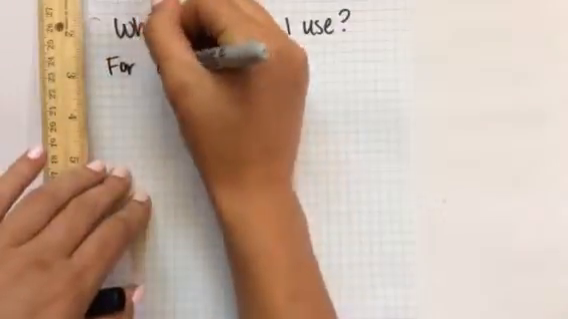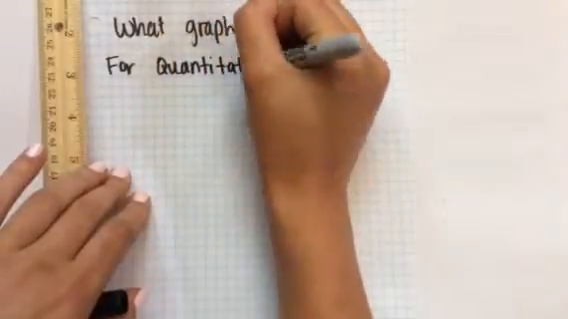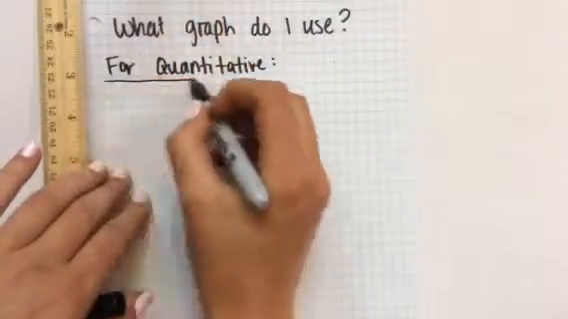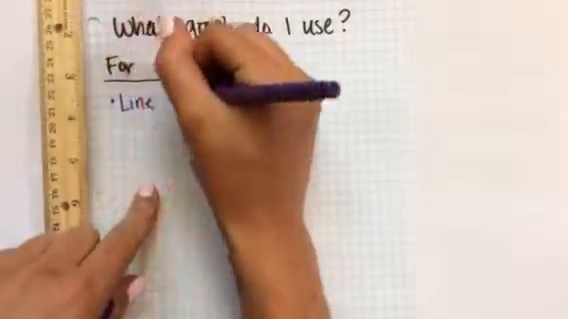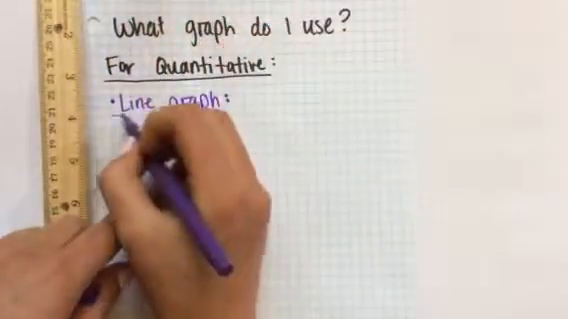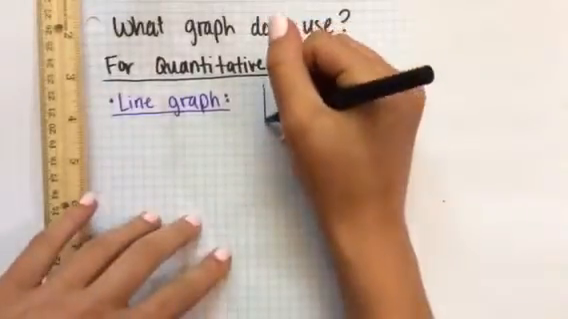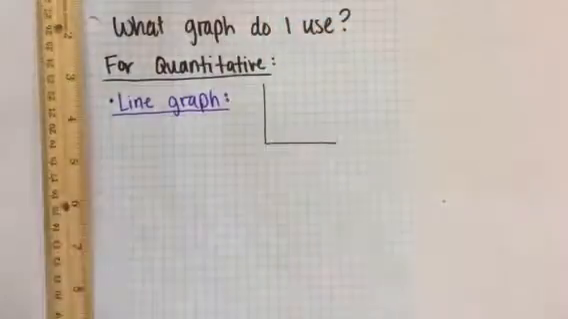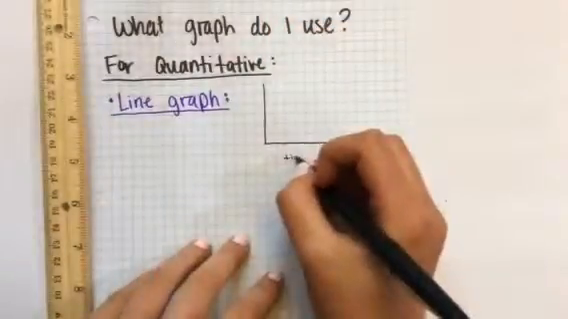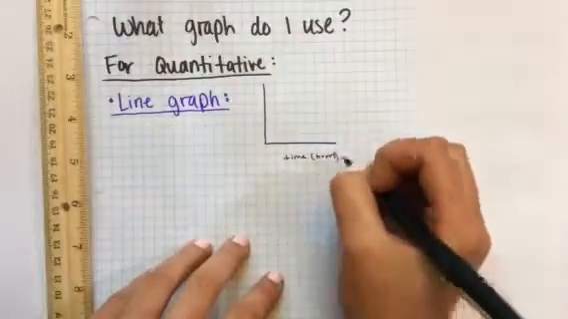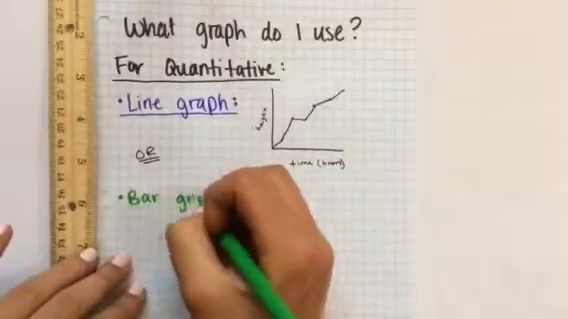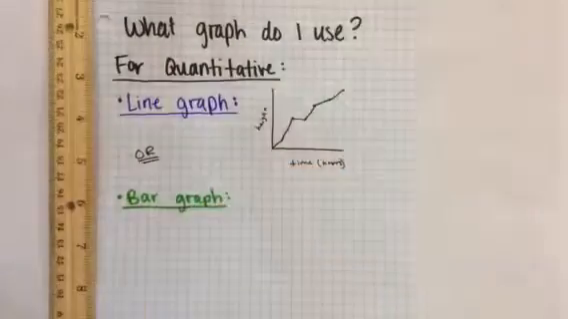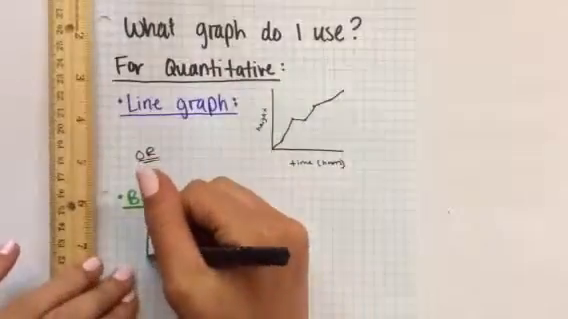Now let's look at common graphs for quantitative variables. The most common is the line graph. Line graphs allow you to look at the changes of one variable, usually over time. Remember to label your units on the axes. A bar graph can also be used for quantitative values.